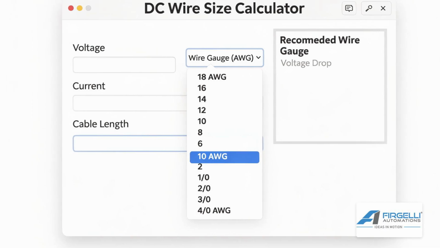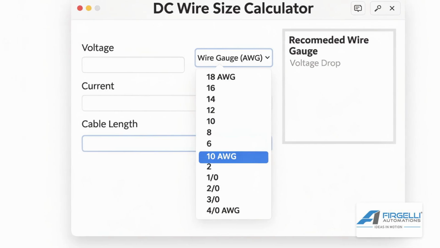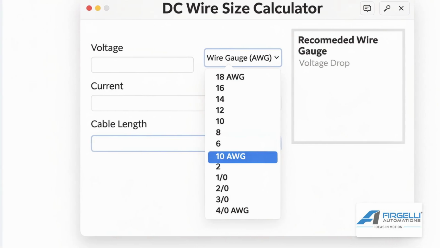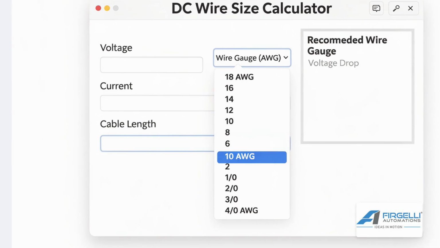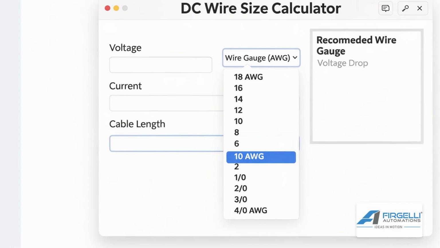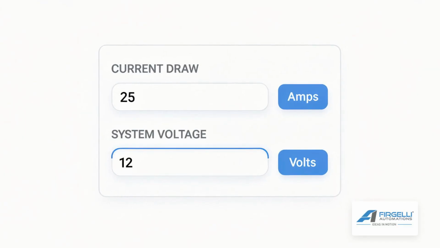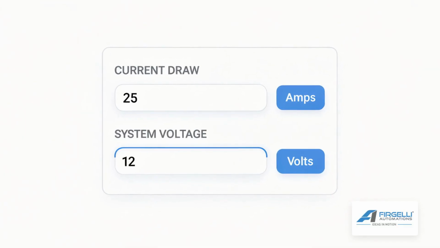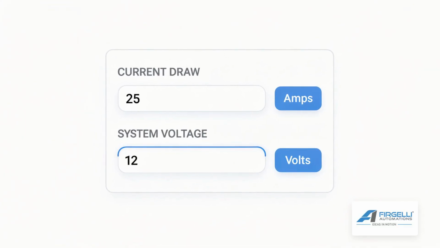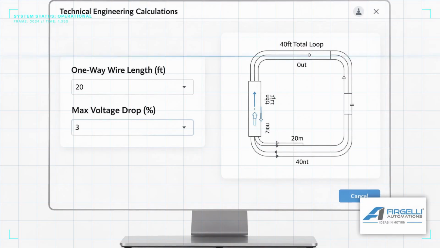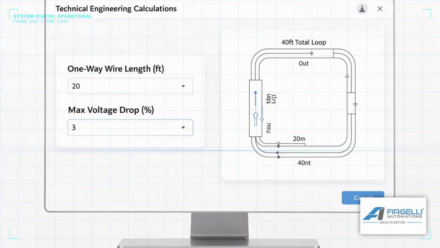Next, select your wire gauge from 18 AWG options ranging from 18 AWG down to 40 AWG. I'm selecting 10 AWG. Enter your current draw in amps. I'm entering 25. Input your system voltage in volts. I'll use 12. Specify your one-way wire length in feet, entering 20.